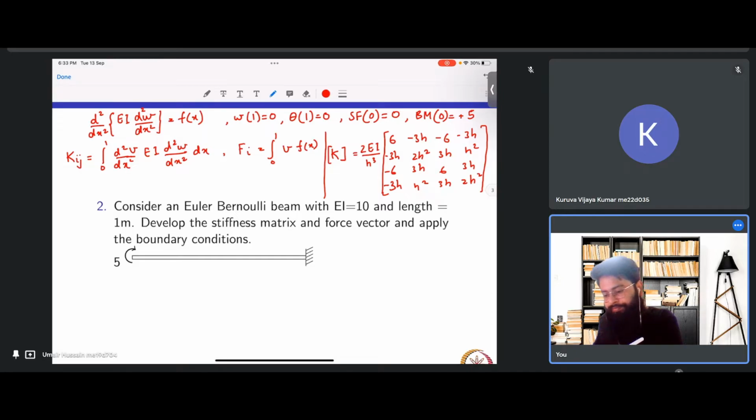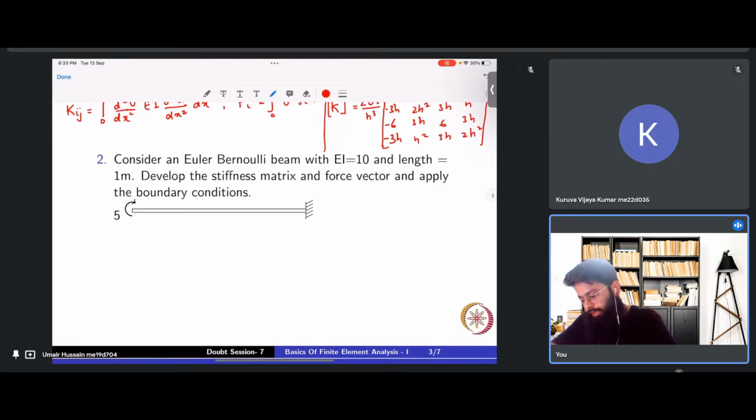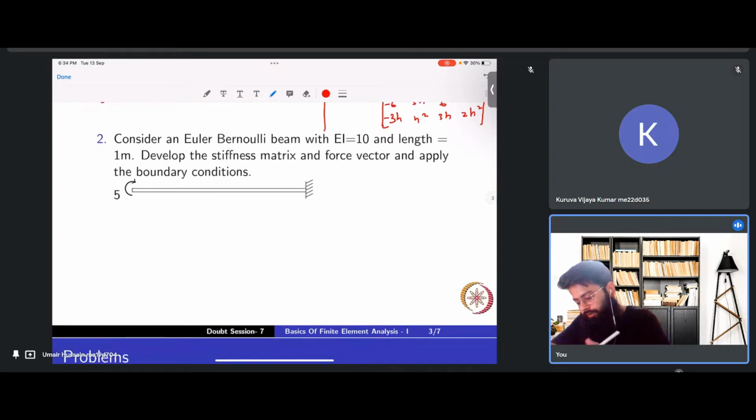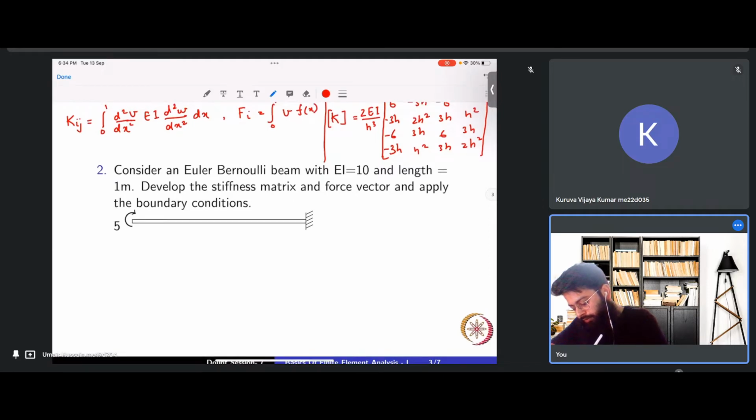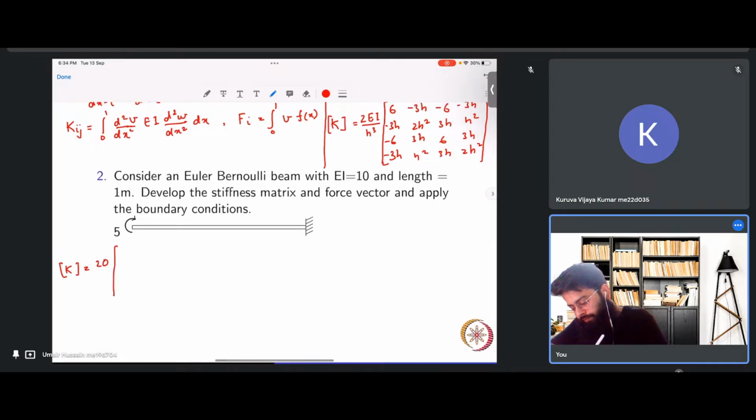Okay, so for this problem, what is the value we get? So h is 1, so we get K equals 20 times [6, 3, -6, 3; 3, 2, -3, 1; ...; 3, 1, -3, 2].